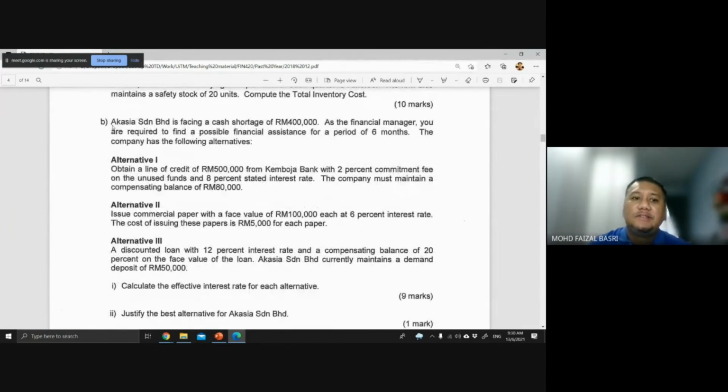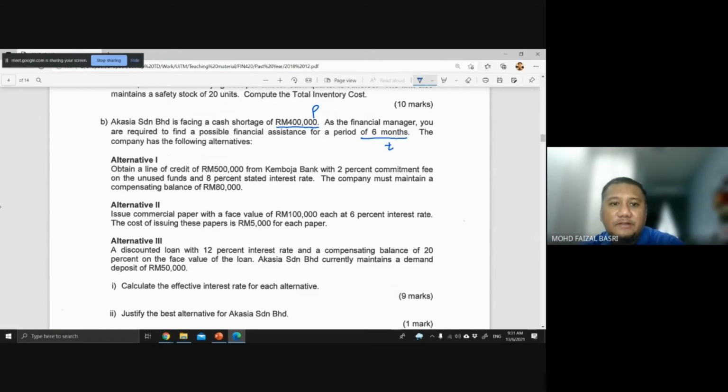Okay, so this is a typical question for short-term financing. So they give you a scenario. In this case, dia kata Acacia Sdn Bhd, this is a company facing cash shortage of 400,000. So this is the amount that they need to borrow. So this is our principal, 400,000 ringgit. So as the financial manager, you are required to find possible financial assistance for a period of 6 months. So this is our time, 6 months.